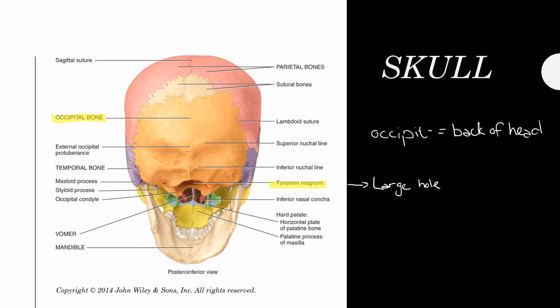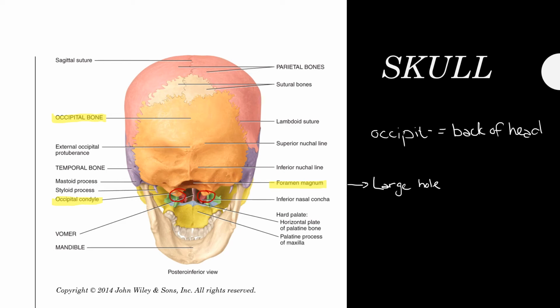The occipital condyles, you can see them right here, these little sticky out bits from the occipital bone. These are oval processes with convex surfaces on either side of the foramen magnum. You can see them here, one is here and one is here. And these articulate with depressions on the first cervical vertebrae.